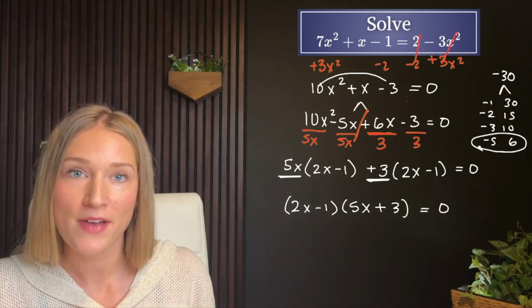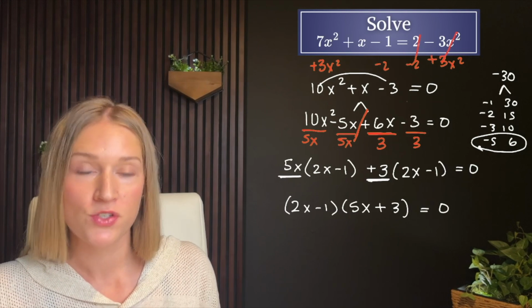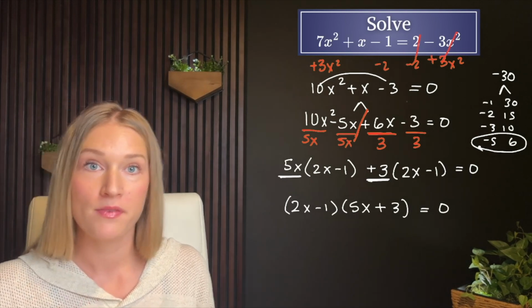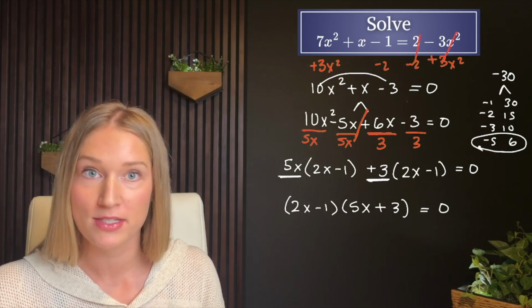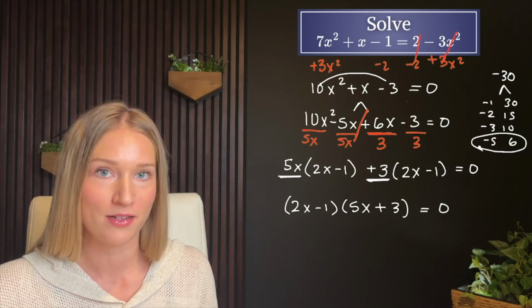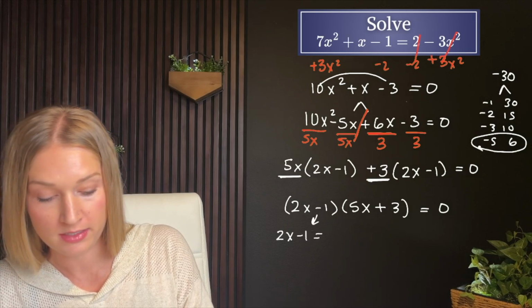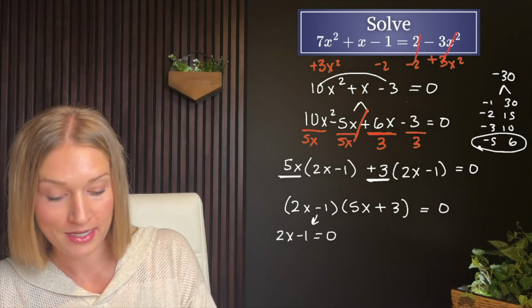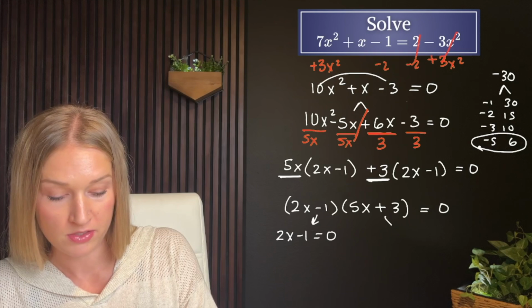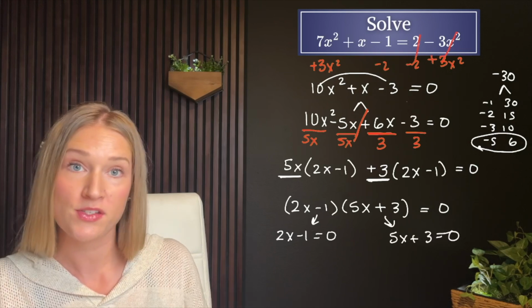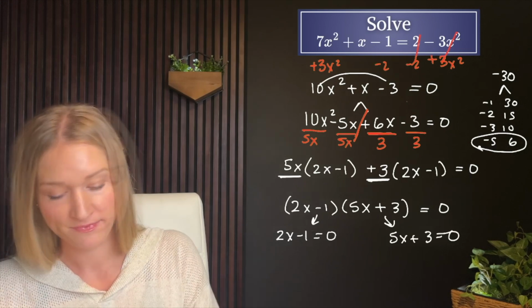Now our zero factor property says if you're multiplying two things and you get 0, then either one or maybe both of those factors have to be 0. That's the only way to end up with 0 as your final answer. So from here I say, okay, well maybe 2x minus 1 is 0, or maybe the second one is 0, and I would have an equation of 5x plus 3 equals 0. So I just solve both of these and I'll have my two solutions.